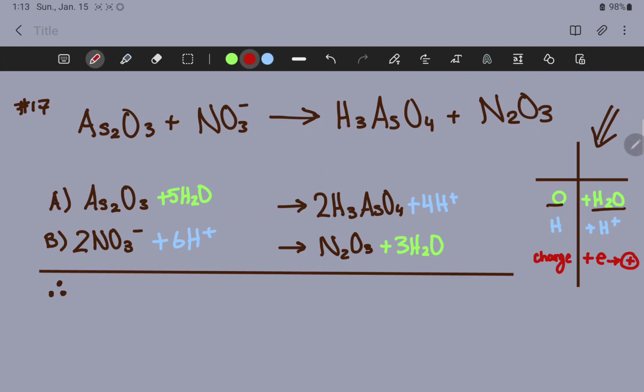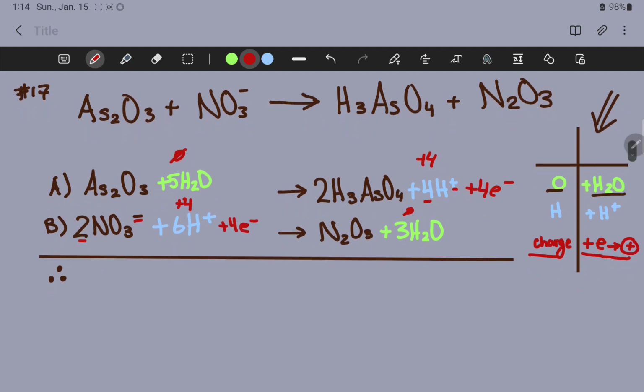So looking at my charges, I see that over here it's overall neutral. Over here I ended up with 4, so positive 4, and positive 6 minus 2 is going to give me positive 4. And over here, again, it's neutral. So it says charges are added to the more positive side. So that's what I'm going to do. Over here, I'm going to add 4 electrons. And on this side, it's more positive here than a neutral, obviously. So I'm going to add 4 electrons.